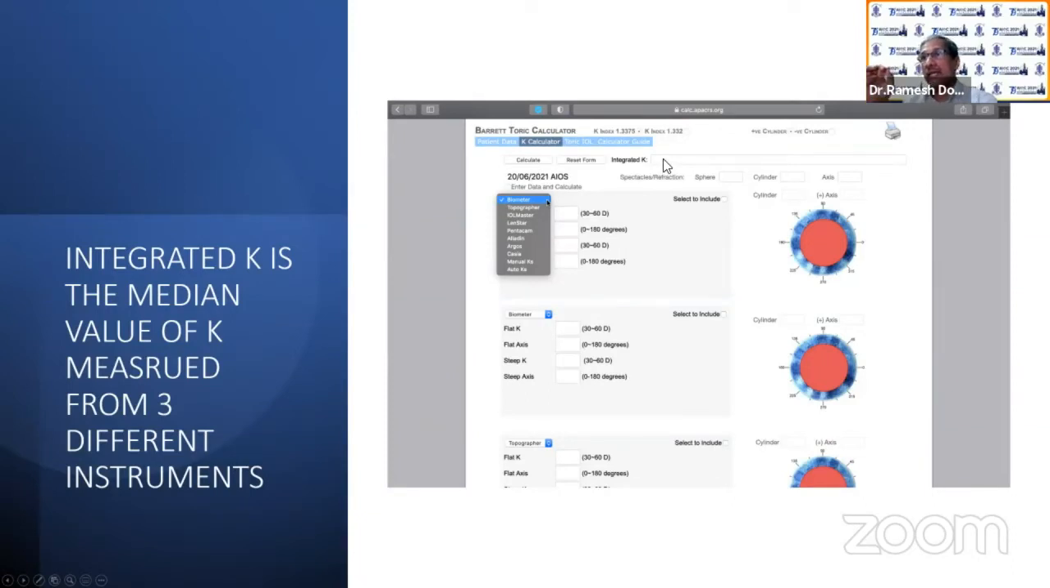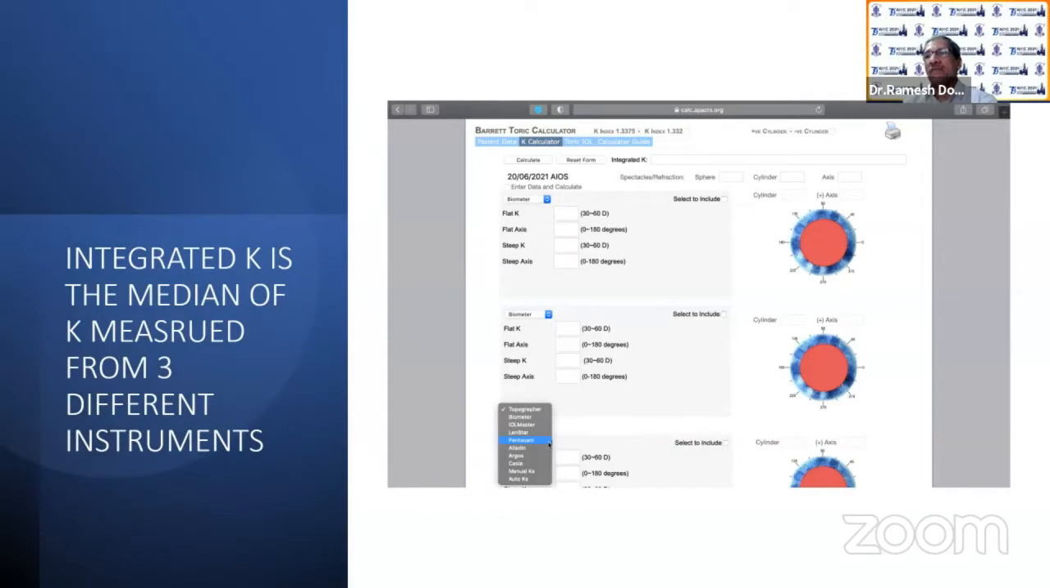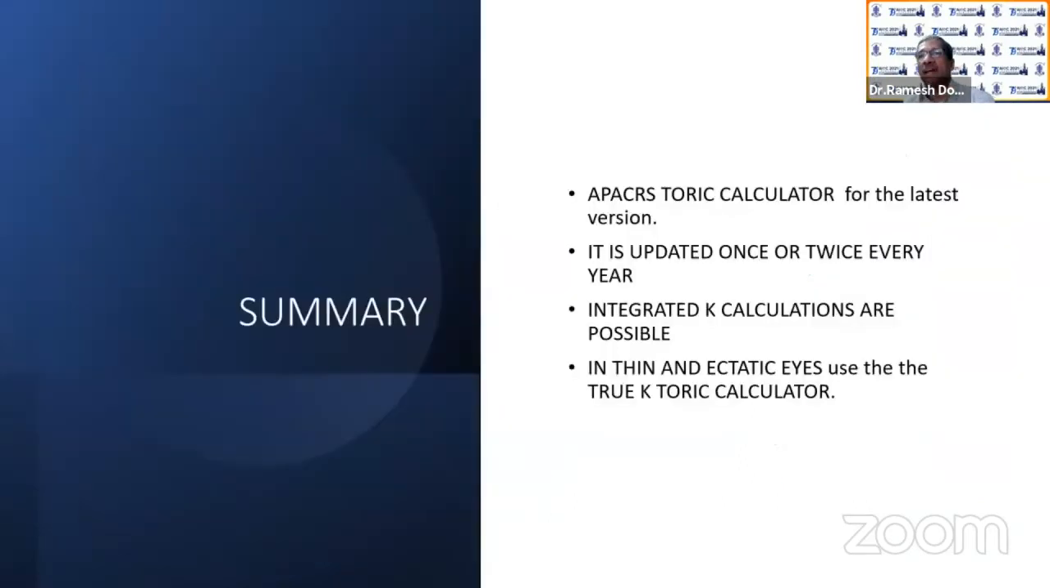This integrated K is then used to calculate the PCA, which the calculator will do posteriorly, and then it will give you the final calculation. So in summary, the APACRS calculator is the latest version. Every other version that we have access to may be a little older.